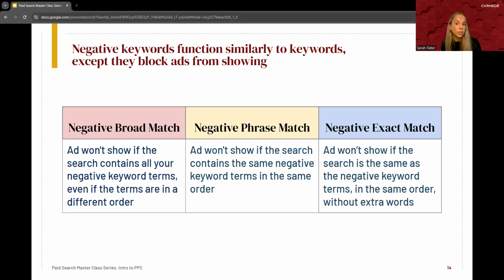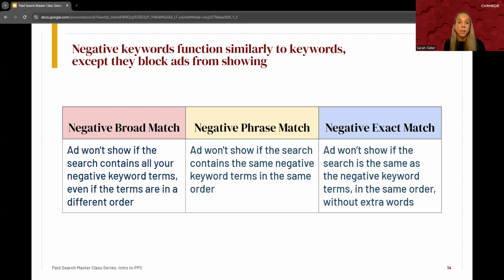This will block searches from triggering your ad if all of the terms of your negative keyword are included in the search in any order. So for instance, if we use the example of running shoes as a broad match negative, you would not appear for a search best shoes for running because it includes all of the same terms, but just in a different order.